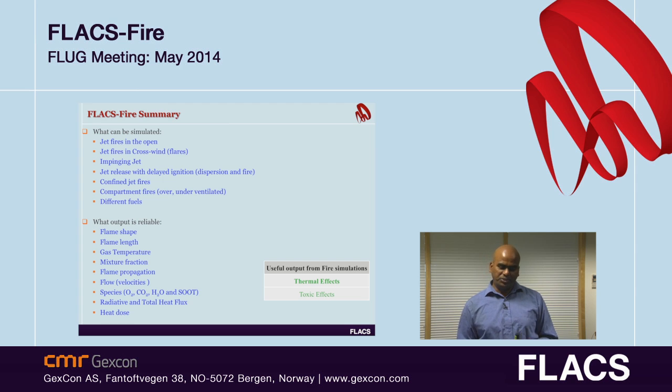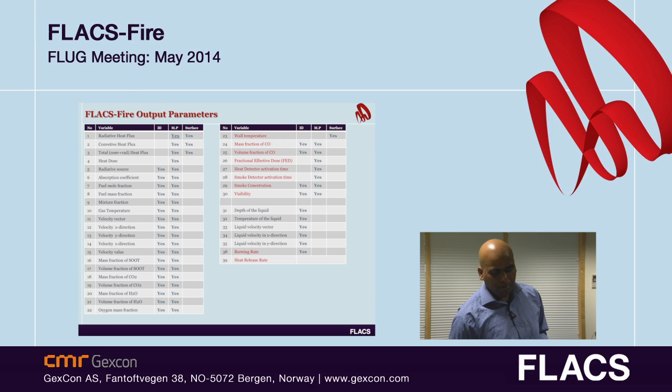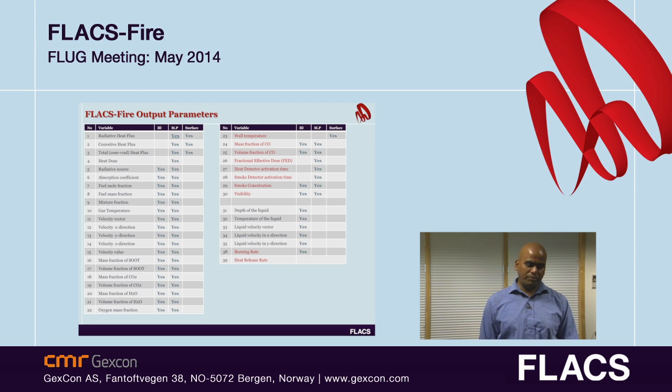There are two main categories of fire effects that can be simulated from FLACS-Fire. One is thermal effects, the second is toxic effects. This table shows the available output parameters for the three-dimensional field as well as monitor points and surfaces from the simulation.